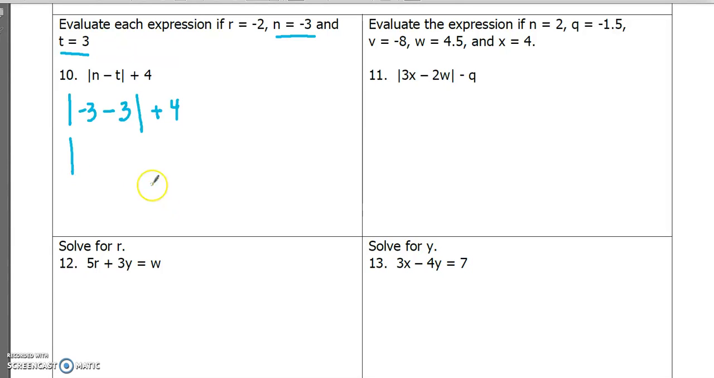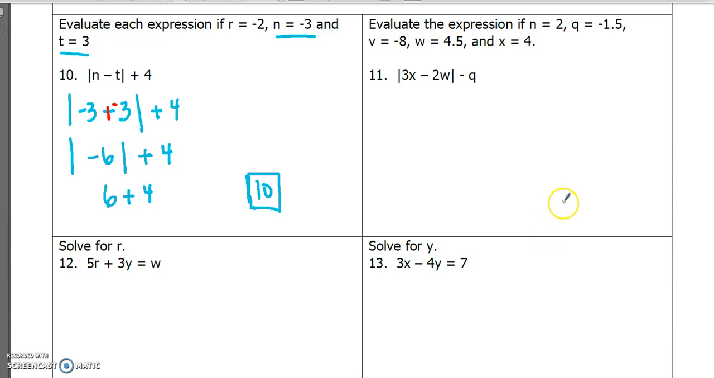So in my absolute value bars, I have negative 3 minus 3. Well, if we do the keep, flip, change, this is keep, this is flip, this is change. So then that gives me a negative 3 plus a negative 3, which will give me a negative 6. And then plus 4. In the absolute value bars, I need to find the absolute value of negative 6. So the absolute value of negative 6 is a positive 6. And then I simply add 4 to that, so my final answer is going to be 10.